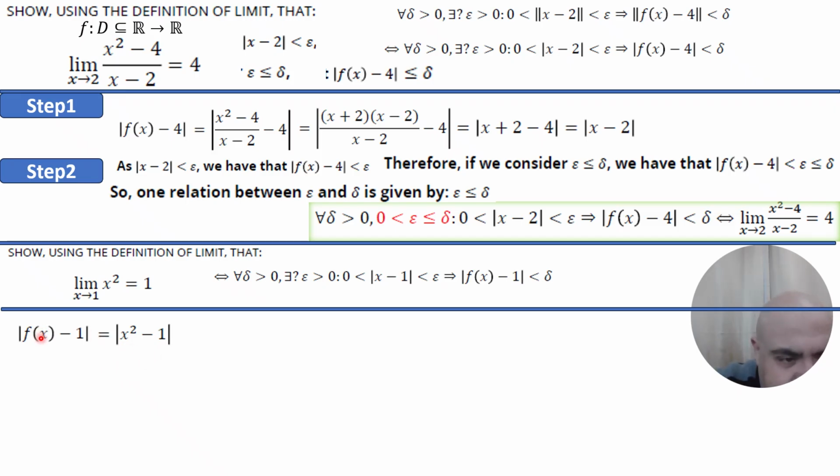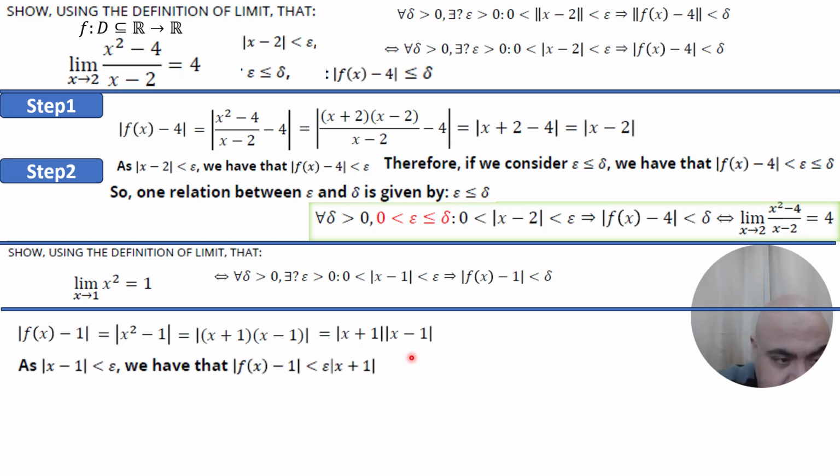All I did is replace f(x) by x². Now I have x² − 1. As you can see from this relation, instead of having a perfect square, I have the difference between two squares, so I can factorize it to be (x + 1)(x − 1). Which means that this value will equal the absolute value of (x + 1) times (x − 1), as you will see. So |x − 1| is less than epsilon. So |f(x) − 1| is less than epsilon times |x + 1|, as you can see from the definition of |x − 1| less than epsilon. So all I did is just make the substitution.